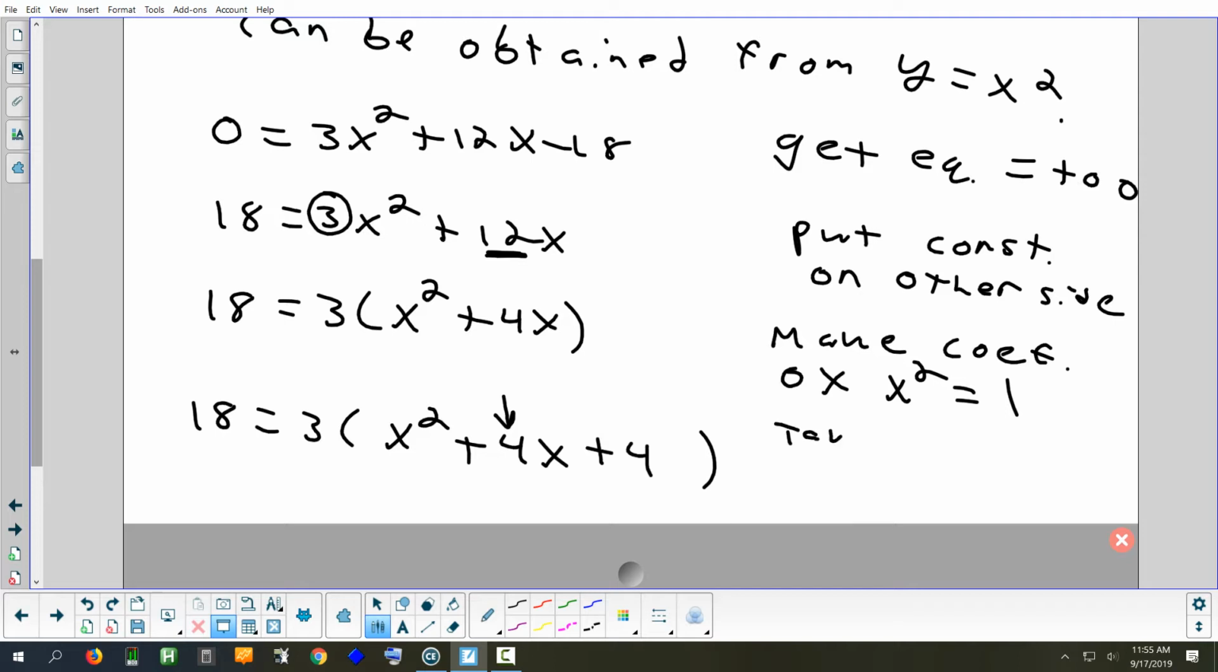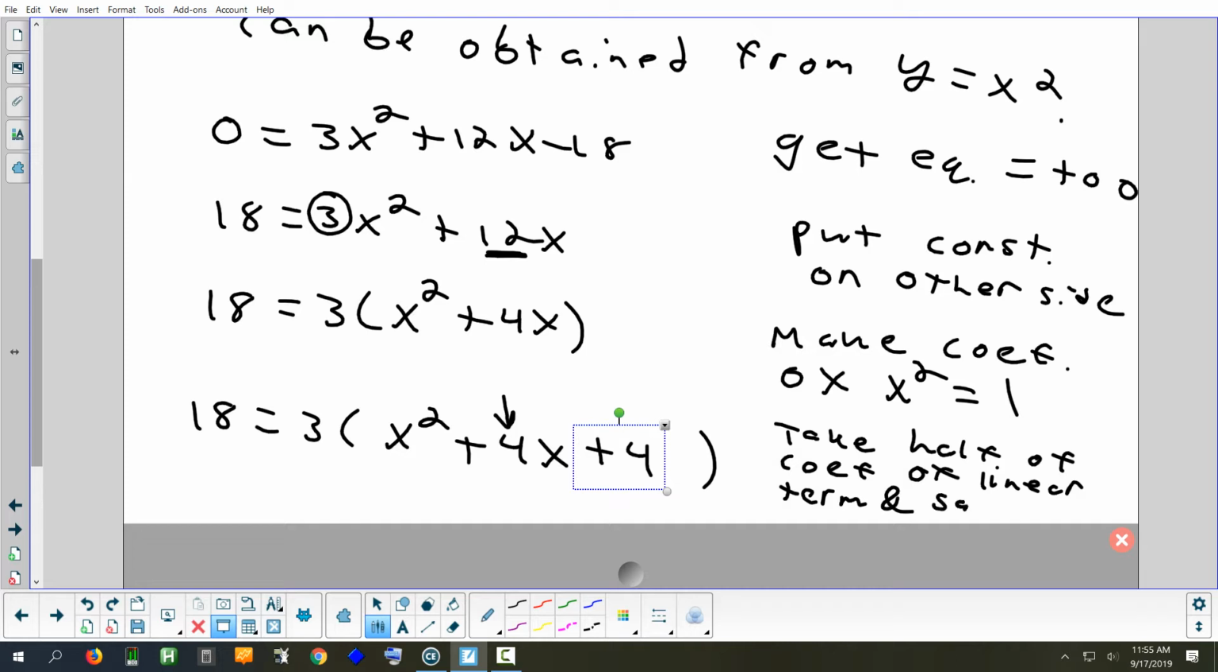So take half of the coefficient of the linear term. That's the coefficient of the linear term. That's the coefficient of the squared term. That's the constant. So take half of the coefficient of the linear term and square it. And that's what you add to both sides. So we just added a plus 4.